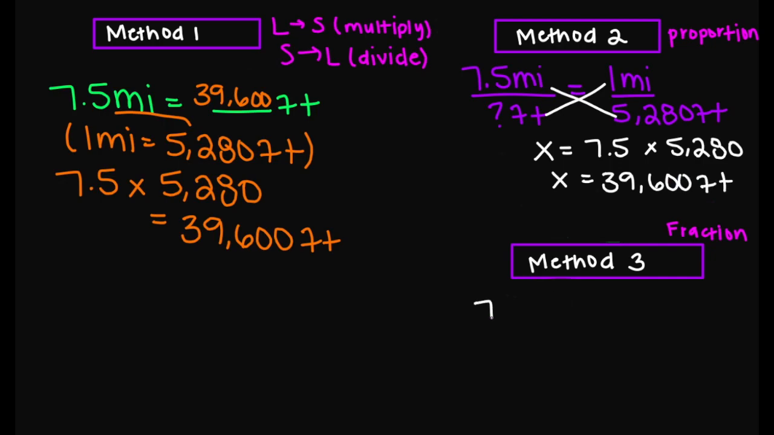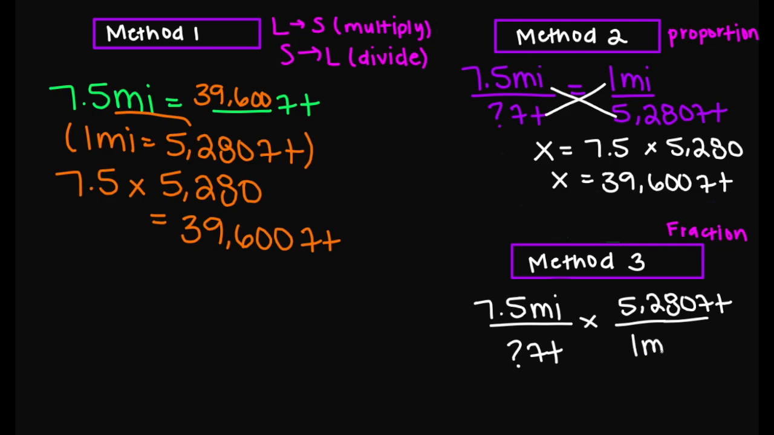Now let's look at method number three. Very similar to method number two, except I'm going to multiply and I'm going to flip my conversion units here. So on the top, I am going to do 5,280 feet so that everything can cancel out. And then the bottom here, I'm just going to do 1 mile.